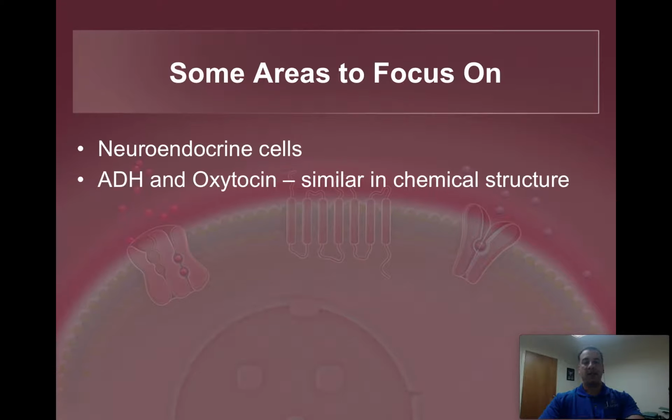ADH versus oxytocin. Know where they release from. What's interesting about ADH and oxytocin is that they are chemically similar in structure, though they have different functions. They are similar in chemical structure perhaps because of where they're stored and released from. So something to think about there.